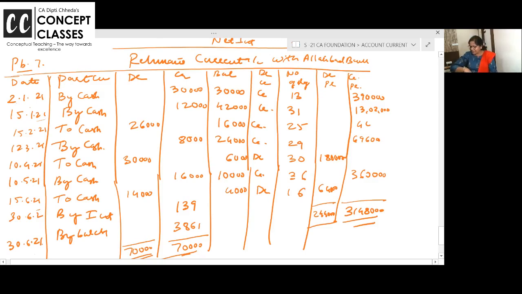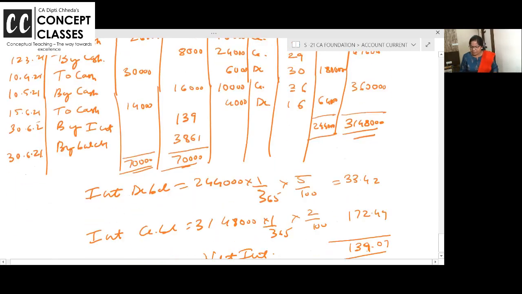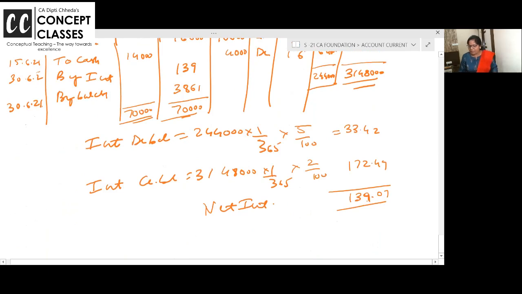Like in the earlier method, on the last day you are taking the opening balance number of days also. And then to multiply, you get the debit product and the credit product. Our debit product is coming to 33.42 and all. And credit product also you got. ठीक है?